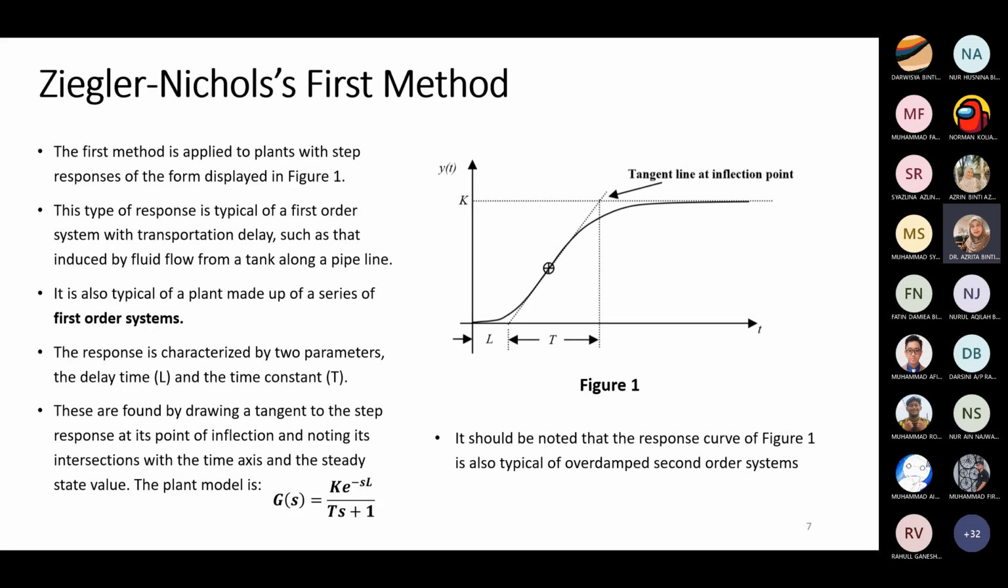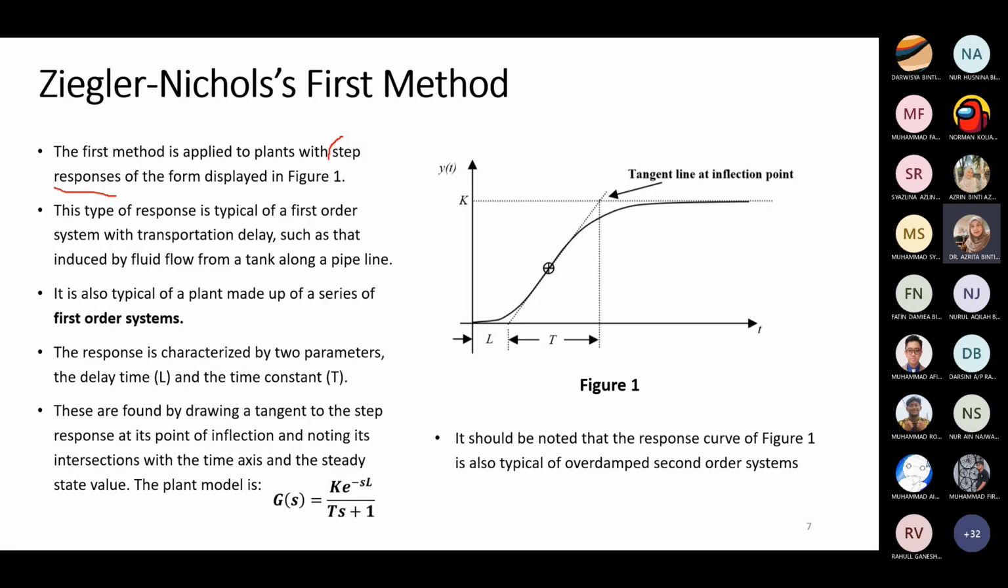Basically, the first method is applied to plants with a step response. So we apply it to a system with a step response of the form displayed in figure 1. If we look at the output step response in this figure, the response here looks like a first order system. That's why this is known as the first method. This type of response is typical of a first order system with transportation delay.